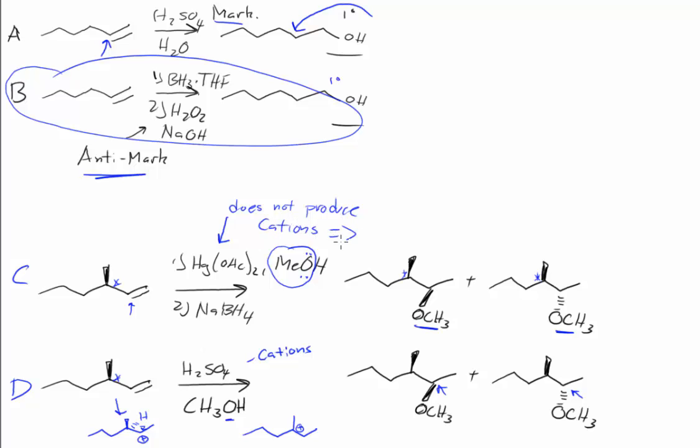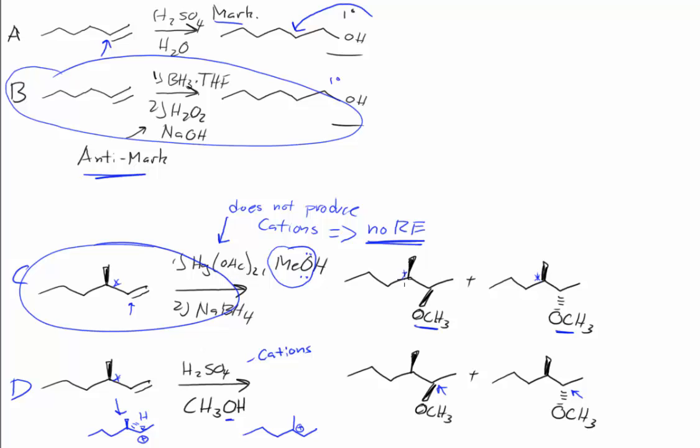So that means there will be no rearrangement possible if there are no cations. And thus, the top reaction is the best choice because it doesn't form cations. And the cations will oftentimes allow for rearrangements. They'll allow for perhaps other nucleophiles to be used if we have that opportunity in there.